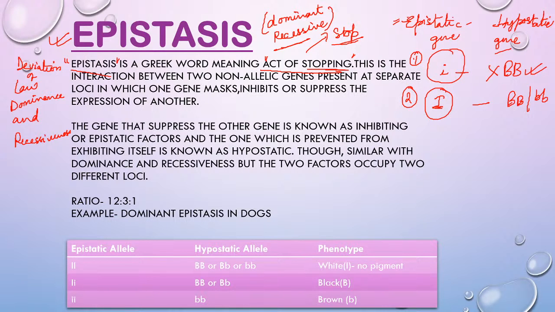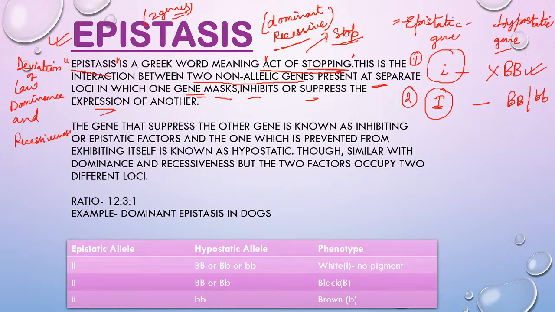So what is the effect of the epistatic gene? This is an interaction between two non-allelic genes, meaning an interaction between two genes. It is termed intergenic interaction, and it is present in separate loci. One gene inhibits or suppresses the expression of the other gene.